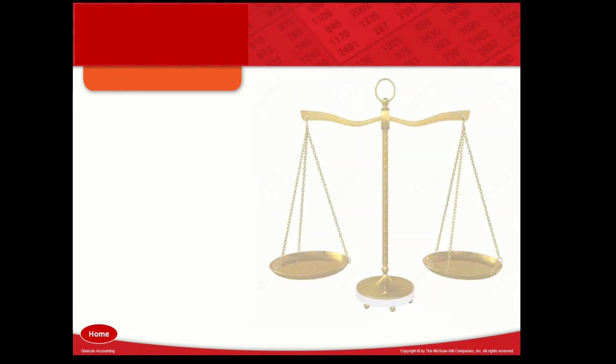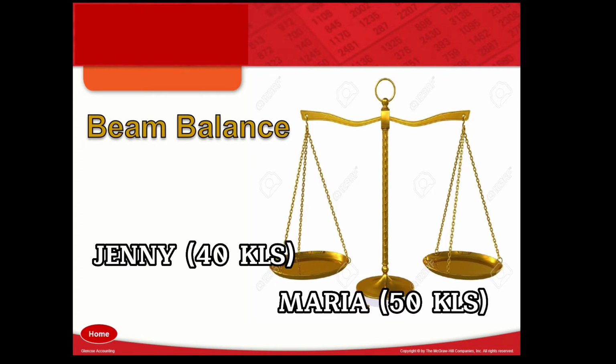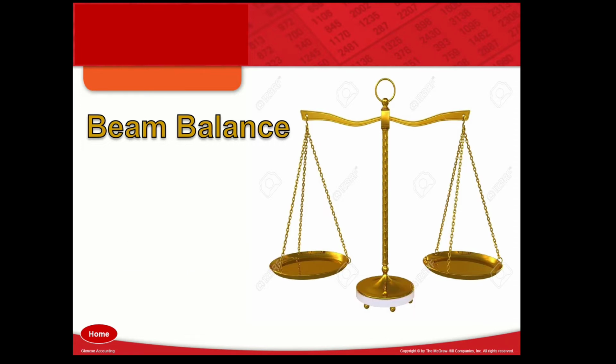To understand better our topic today, let me show you this picture. This mechanical device is called a beam balance. For the first scenario, suppose that two of your classmates, Jenny and Maria, are of different weights. What do you think will happen to the beam balance? Imbalanced. The beam balance will be imbalanced because the two of them don't have the same weight.